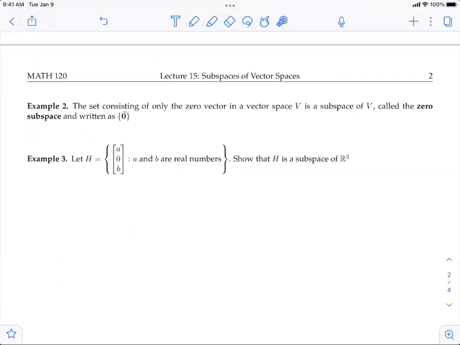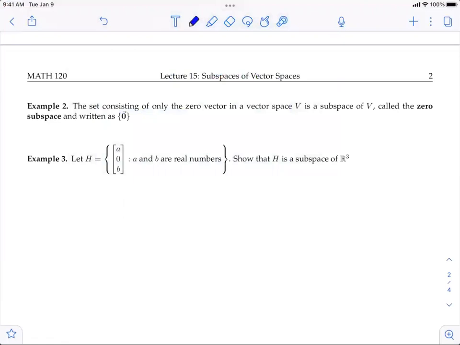Now we need to show that H is a subspace of R3, because you have three components in the vector. Again, to show that a subset is a subspace of a vector space, you need to show three properties. That the subset has the zero vector in it, to ensure that the subset is not an empty set, that it is closed under vector addition, and that it is closed under scalar multiplication. So let's work out the details for this example 3.